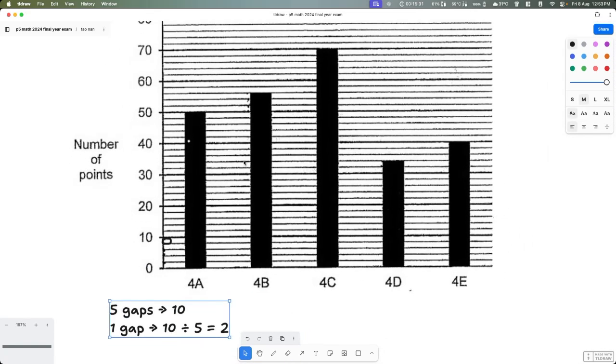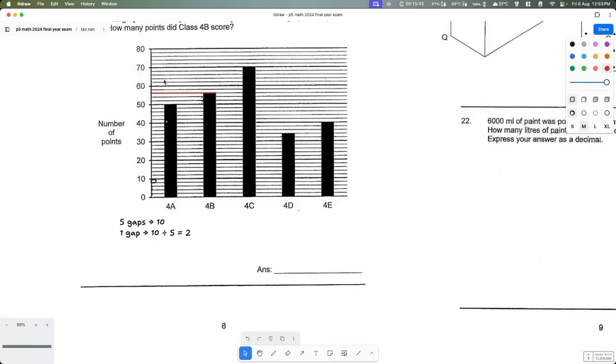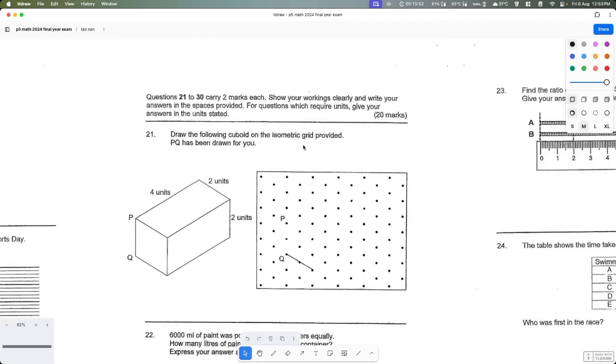So now 4B is basically over here, and I'm going to draw the line like this. Red line, so it's easier to see. From the red line, you have 60, then 58, 56. So in this case, we have 56 over here. So the answer to this is 56 points. All right, let's move on to the next question.